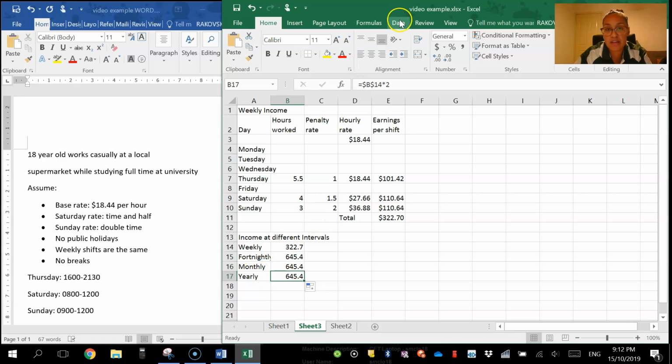So for yearly, it's 52, because there are 52 weeks in a year. And for monthly, now don't get caught out. We like to assume that there are 4 weeks in a month and 12 months in a year. However, 4 times 12 is 48, so you're missing the other 4 weeks that would make up the 52. So the best thing you can do is take this number, times it by 52, then divide by 12.